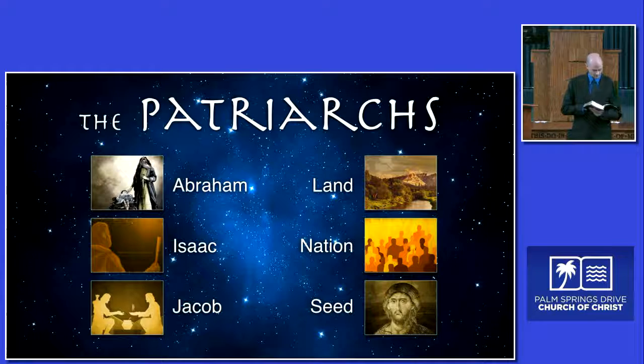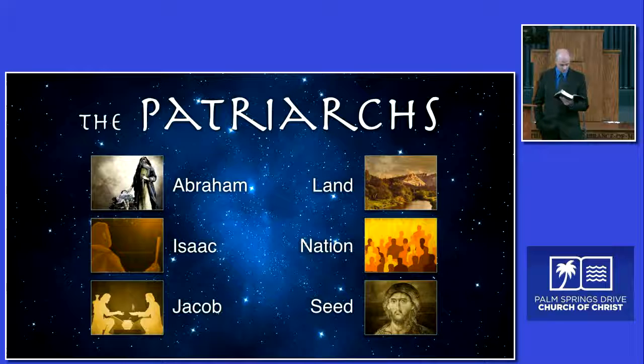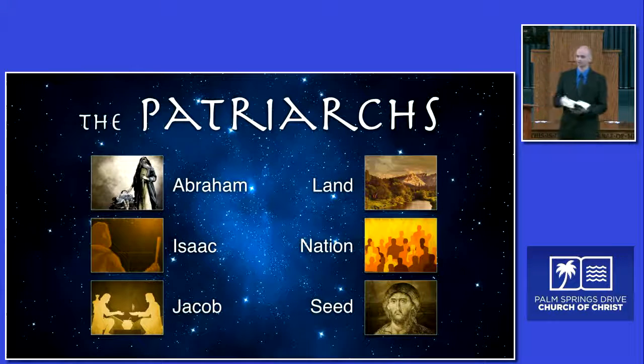Okay, Genesis 12, in verse 3, "And I will bless those who bless you, and the one who curses you I will curse, and in you all the families of the earth will be blessed." So in Abraham, the entire world would be blessed. How did that happen? Jesus. Obviously that happened through Jesus. Now let's look at another verse real quick.